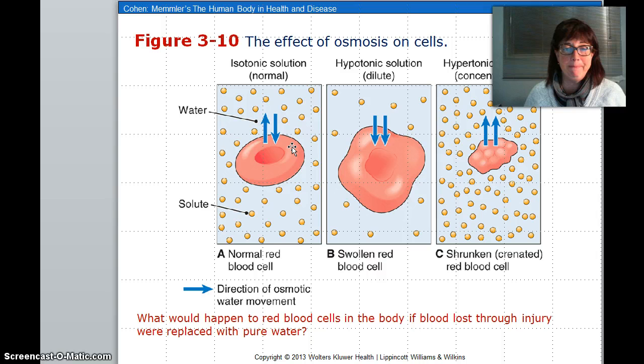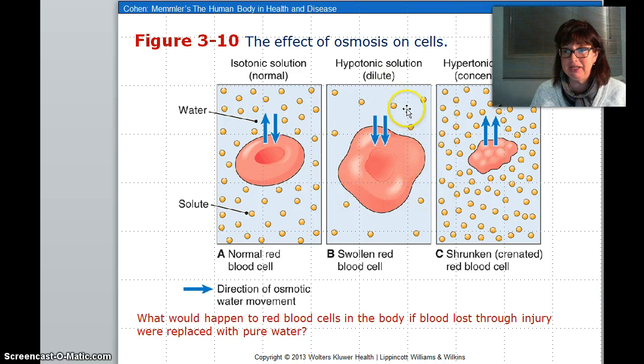When you get to hypo, in hypo, the concentration is low and the cell will grow. Low, so grow: hypo. This will happen if you have a dilute concentration or pure water. This is a big deal if you are a marathon runner and you end up drinking a lot of pure water and not Gatorade. What it'll do is dilute your blood.